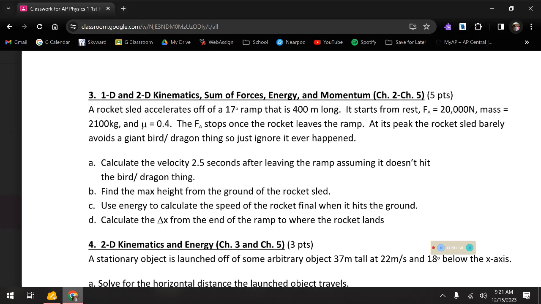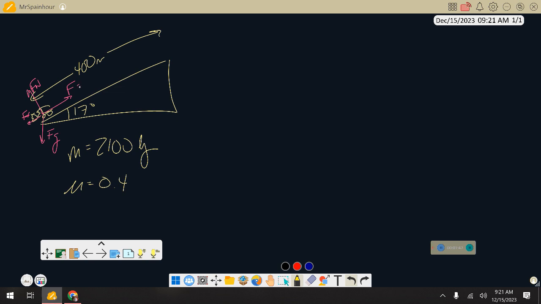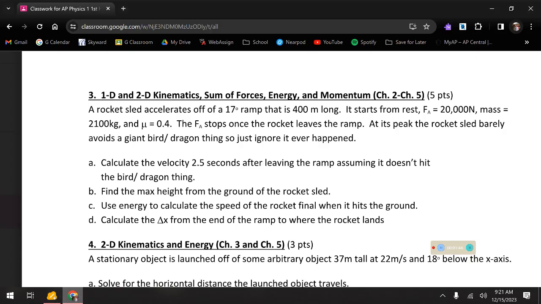Hold on, what else am I missing? 17 degrees. I didn't put the 20,000 up there. So force F is 20,000 newtons. We'll put that right on the picture. Was there anything else? Okay.